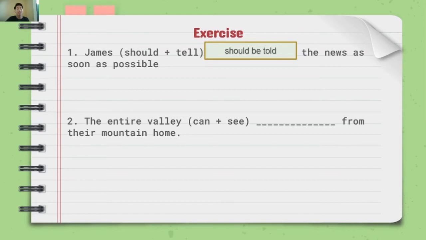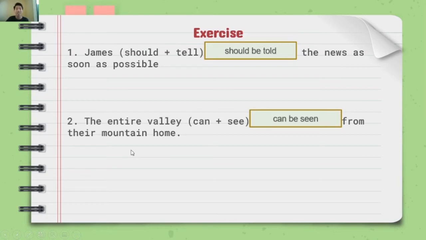Okay, let's read number 2. The entire valley can see blank from their mountain home. The modal is can. The past participle of see is seen. So the answer is the entire valley can be seen from their mountain home.